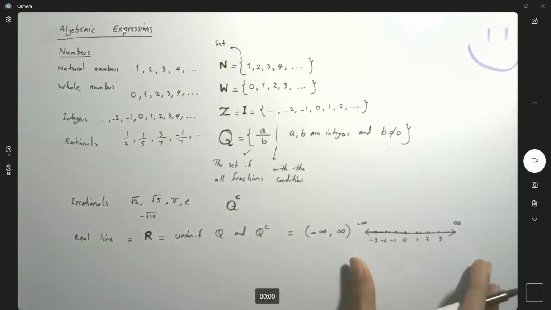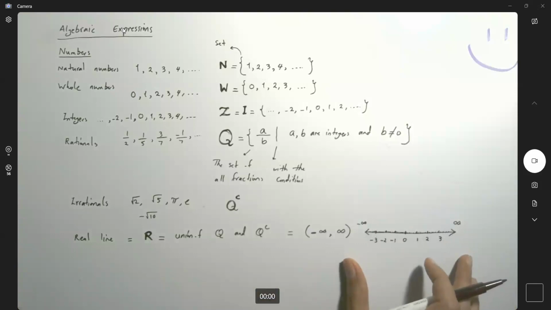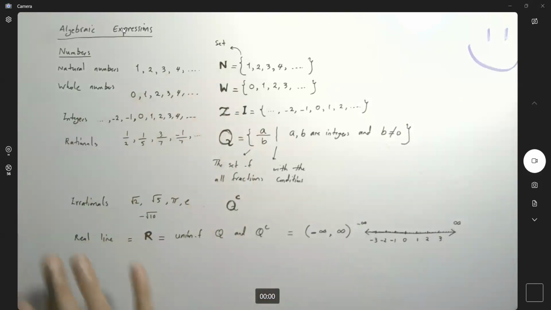Later on, we're going to take this line and call it x-axis, and then we define y-axis, and then we define the whole plane.